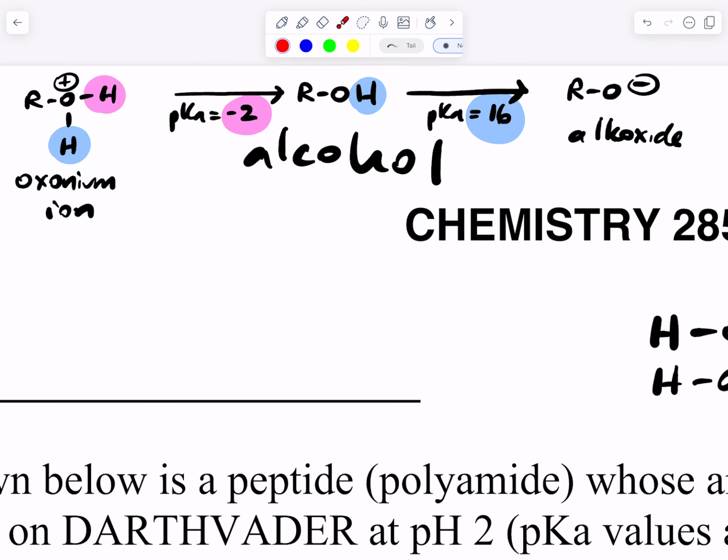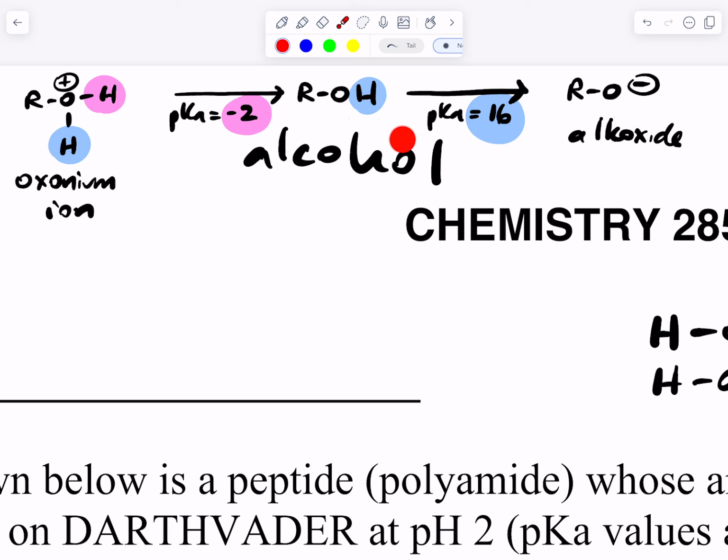Here's how you make that conclusion. Start with the positively charged form. That pKa is -2. pH is 2. pH is greater than pKa. That means the proton's gone. So that means we should have the neutral alcohol.